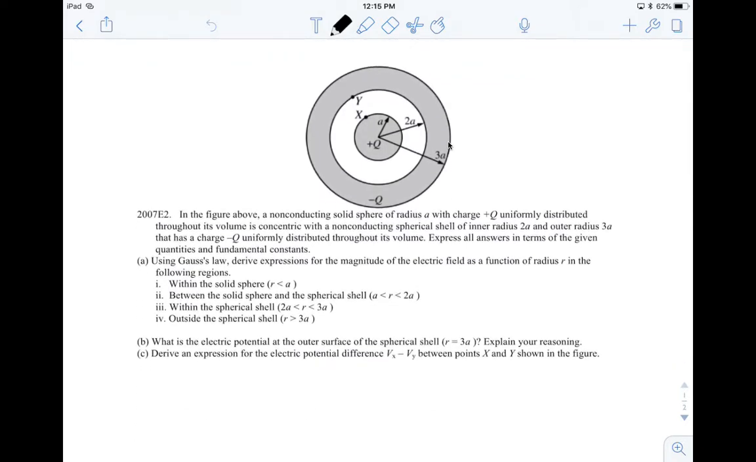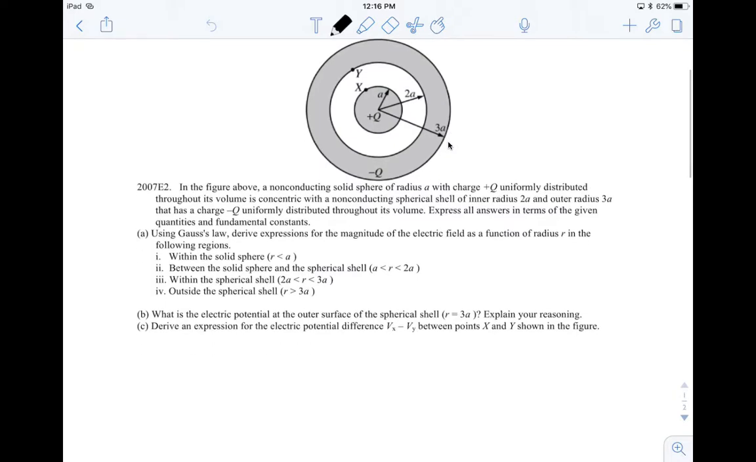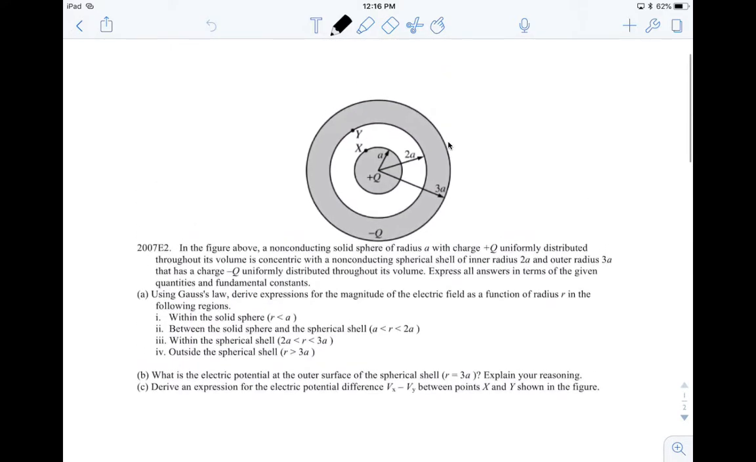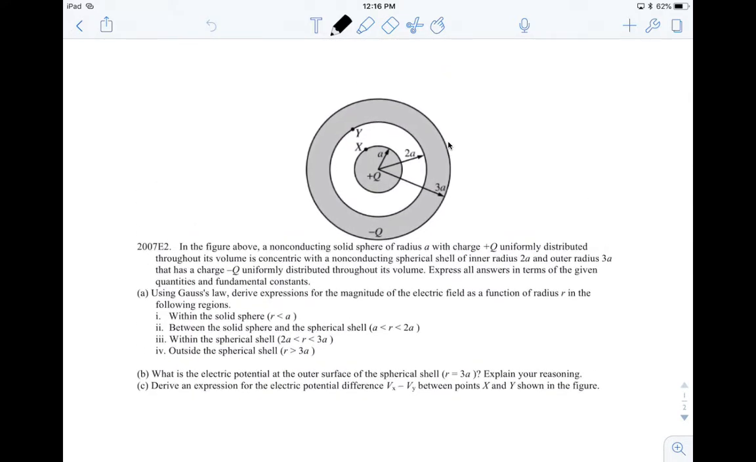Using Gauss's law, we want to derive expressions for the magnitude of the electric field as a function of radius r in the following regions: r less than A, r greater than A but less than 2A, and so on. Let's start with the first one, and we will draw a Gaussian surface that is less than A.